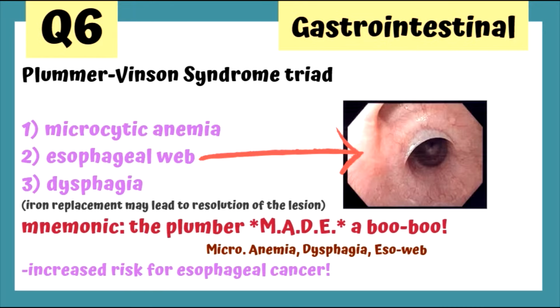Really interesting thing to point out is that the iron replacement to help the microcytic anemia can actually lead to resolution of the lesion. It's fascinating. But how do we have a mnemonic for the triad? MADE. The Plummer for Plummer-Vinson, MADE, for microcytic anemia, dysphagia, and esophageal web. And just to point out, this condition has an increased risk for esophageal cancer.